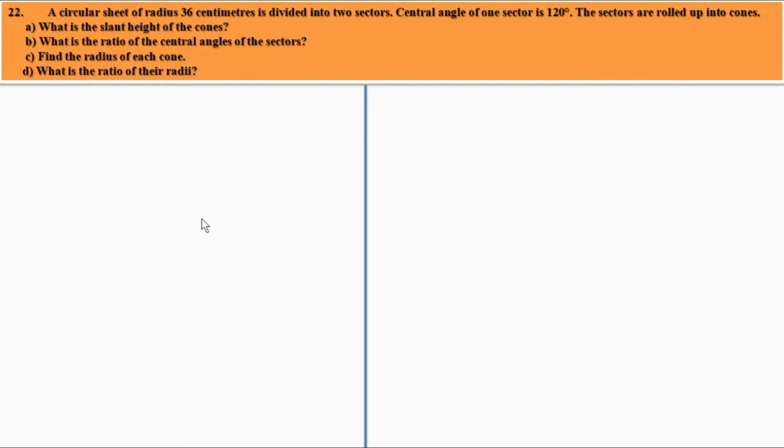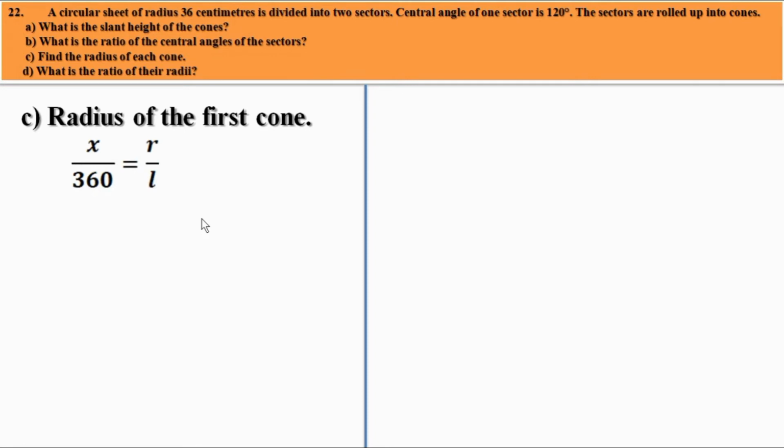Now we have to find the radius of each cone. Let me take the first cone. We know the relation x by 360 equal to r by l, where x is the central angle of the sector, r is the radius of the cone and l is the slant height of the cone. For the first cone, the central angle is 120 degrees and the slant height is 36 centimeters. Replacing the values, we get 120 by 360 equal to r by 36.